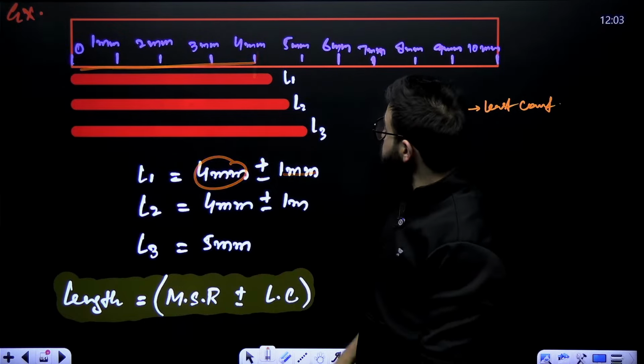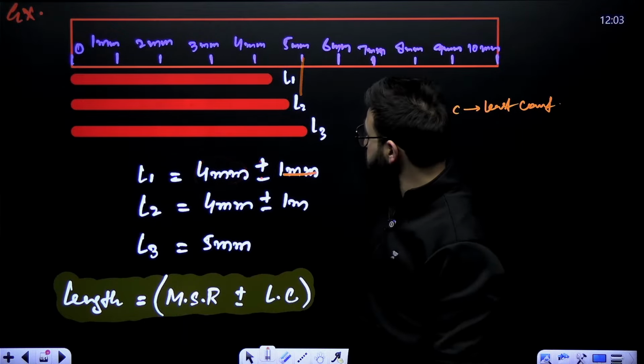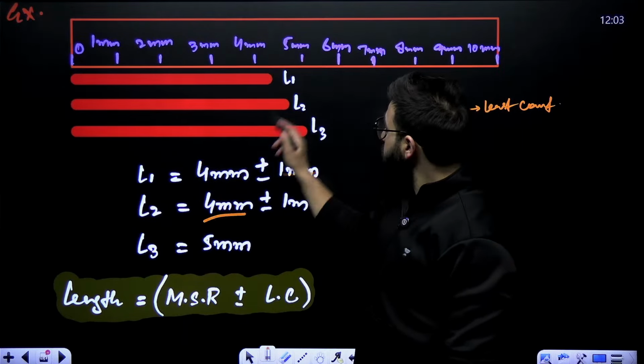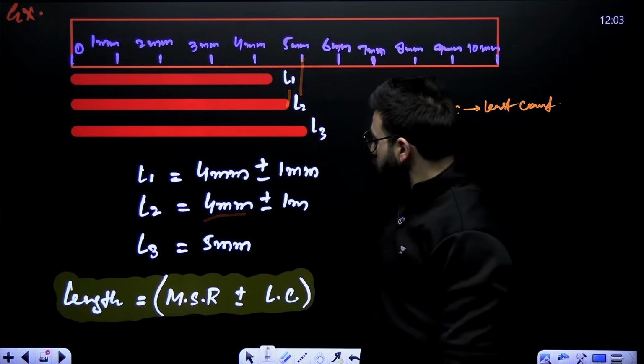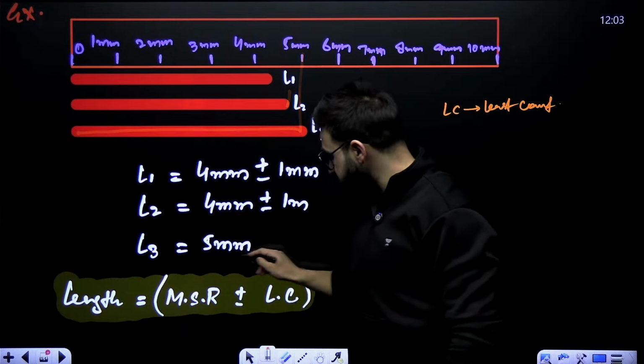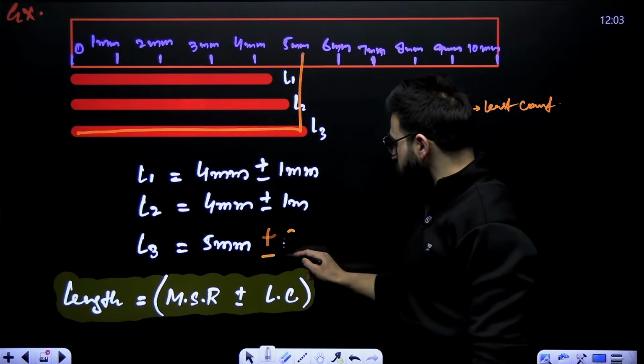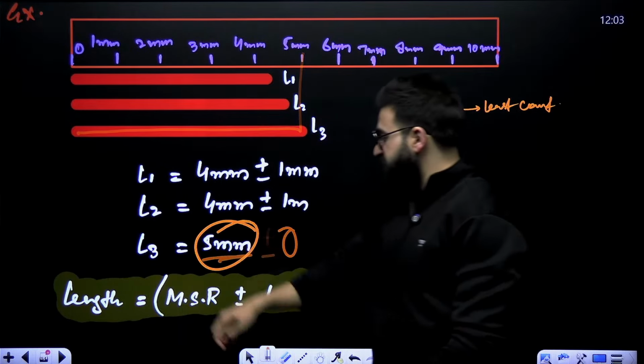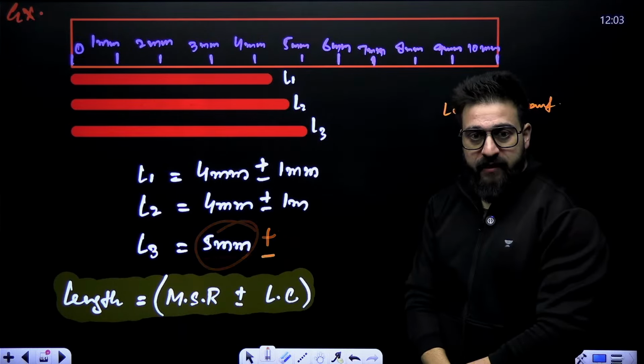What is the length of the second one? Second one in this particular case is 4 plus minus 1 mm. What is the length of the third? Third is exactly, we say, 5 mm, plus minus, you can say 0. So 5 mm.